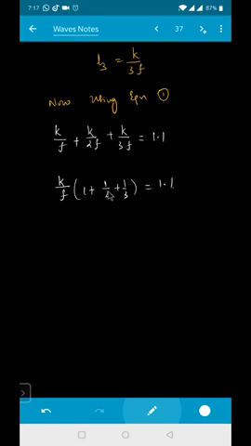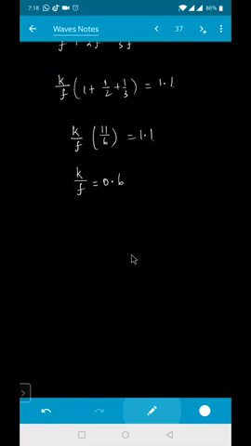Is that all? See what this value comes to. 1 plus 1 by 2 plus 1 by 3, taking the LCM, which is 6, becomes 6 plus 3 plus 2 by 6, that is 11 by 6. That is equal to 1.1. So K by F becomes 1.1, which means 11 by 10. The 11 cancels, and 6 remains, so 6 by 10, which is equal to 0.6.